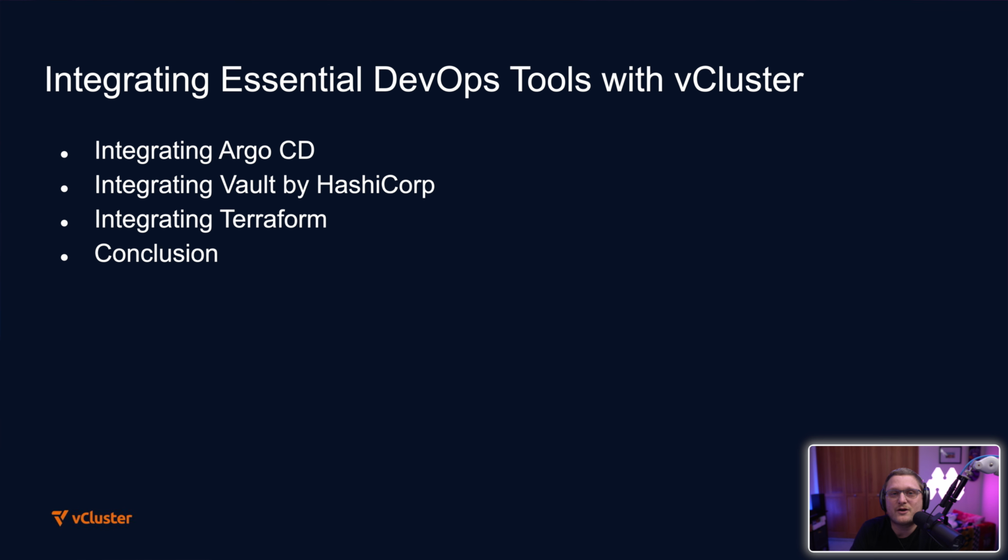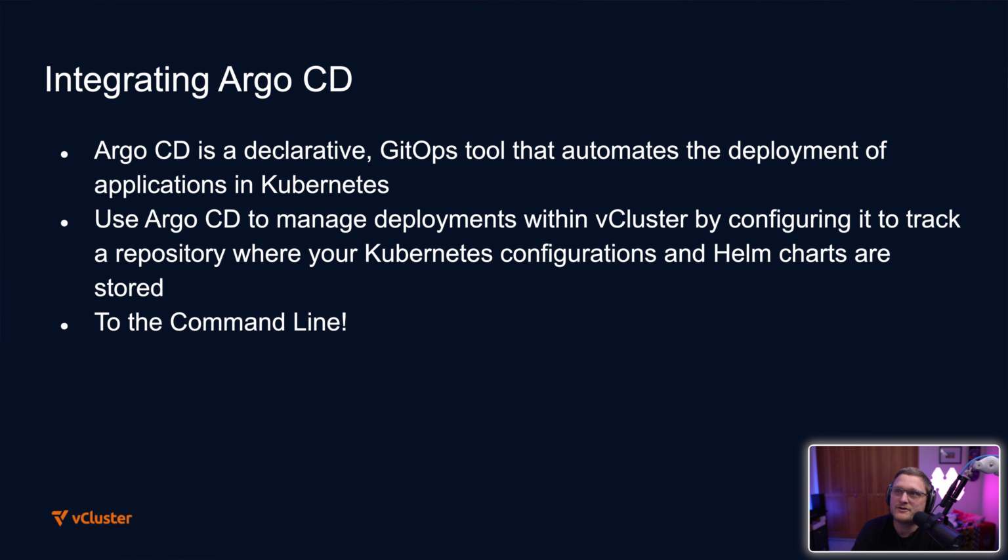And now what we're going to do is hop into chapter 4, which is integrating essential DevOps tools with vCluster. So we're looking at integrating Argo CD, integrating Vault by HashiCorp, integrating Terraform, and then the conclusion for these two chapters. So, integrating Argo CD. Argo CD is a declarative GitOps tool that automates the deployment of applications in Kubernetes. You can use Argo CD to manage deployments within Kubernetes by configuring it to track a repository where your Kubernetes configurations and Helm charts are stored. So basically, Argo CD is a great way to deploy virtual clusters. You can just set this up as an application and it'll deploy it for you.